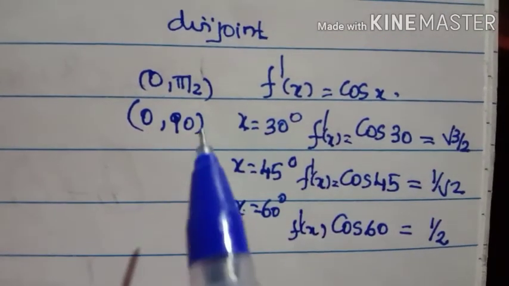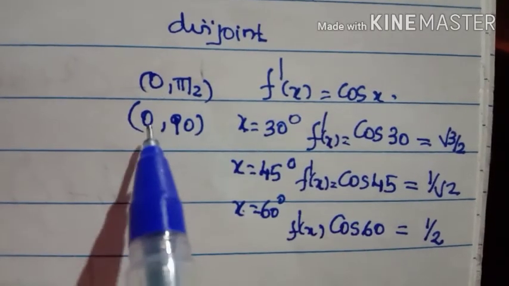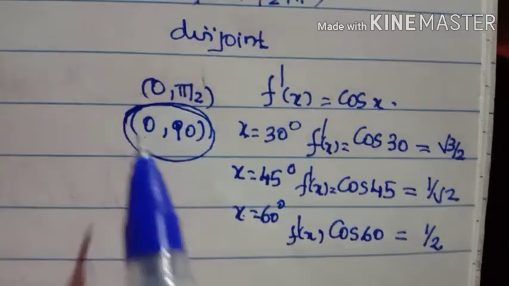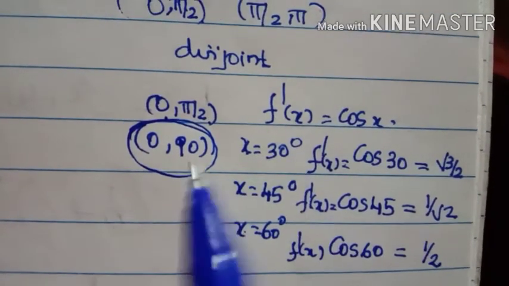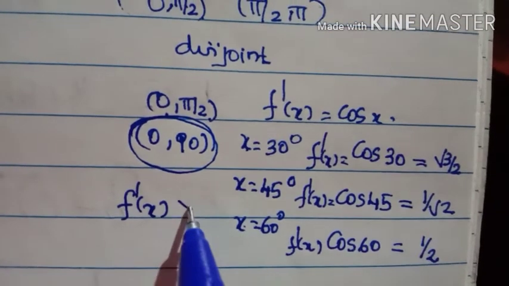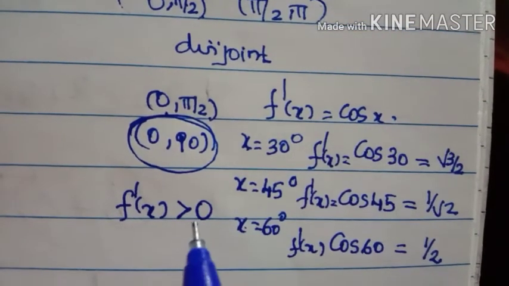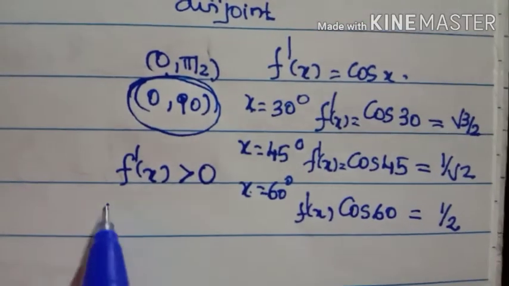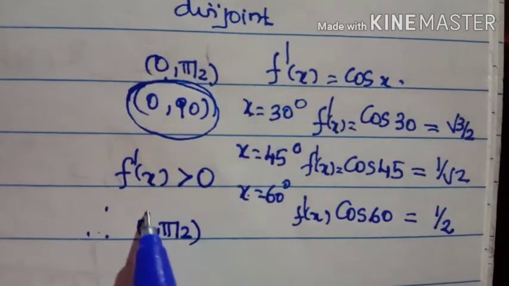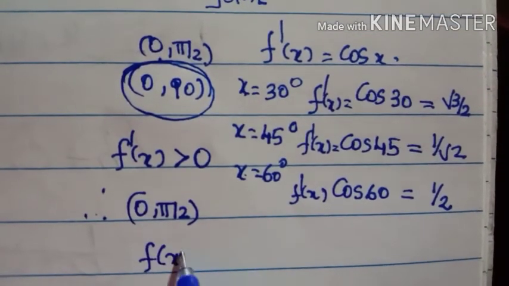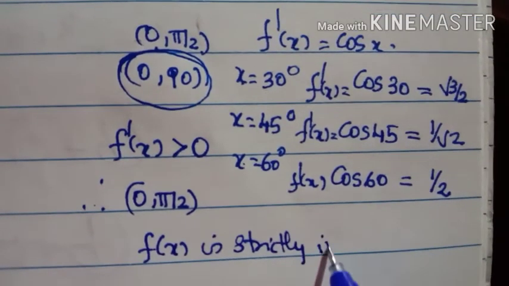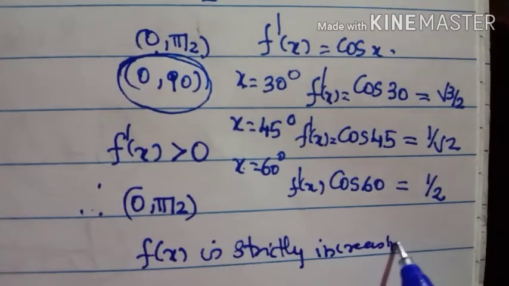That is, for all values between 0 and 90, or for any value in the interval 0 to pi by 2, f dash of x is a positive quantity. That is, f dash of x is greater than 0, and therefore we can say that in the interval 0 to pi by 2, the given function f of x is strictly increasing.